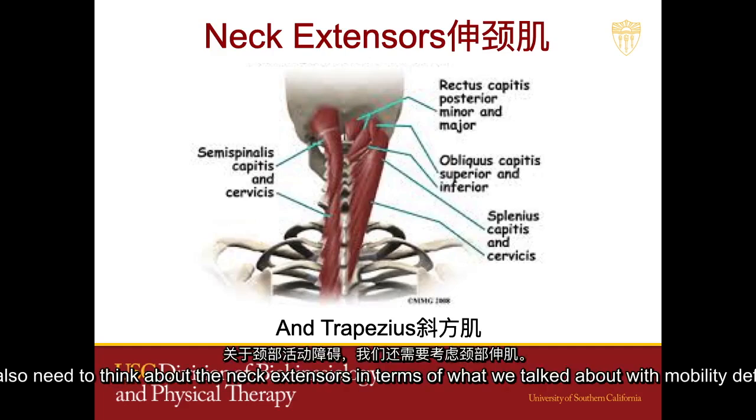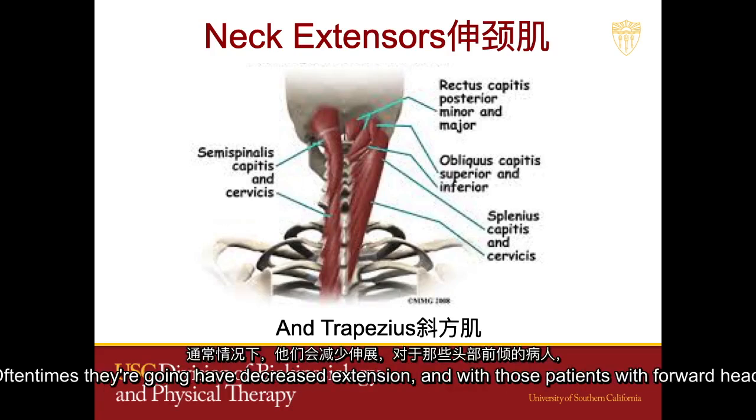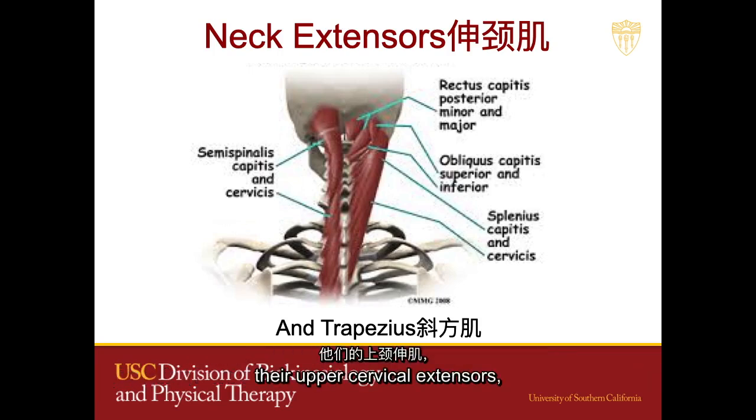We also need to think about the neck extensors in terms of, like we talked about with mobility deficits, oftentimes they're going to have decreased extension. And with those patients with forward head, their upper cervical extensors, or what we call the cervical triangle, will oftentimes get very tight. So we're going to need to release that. And after cervical surgery, cervical fusions, those upper cervical muscles tend to get very, very tight.